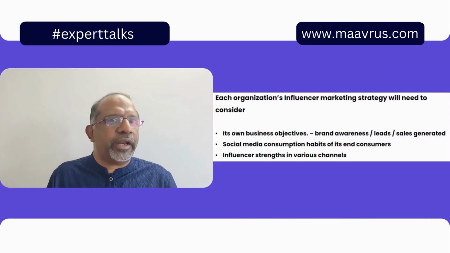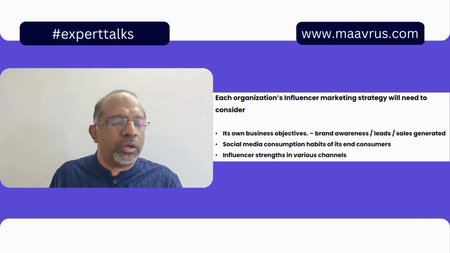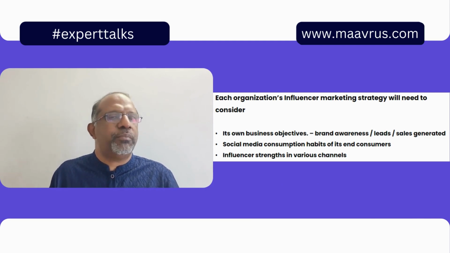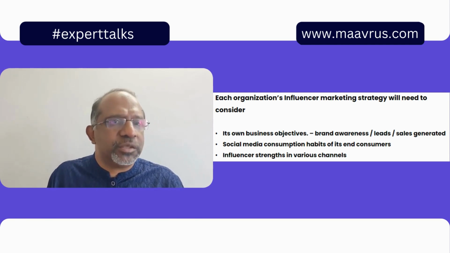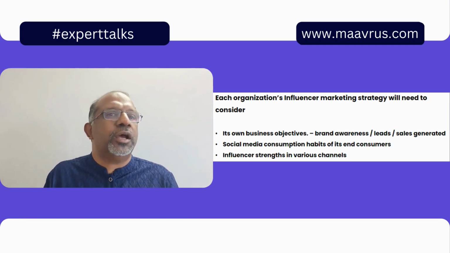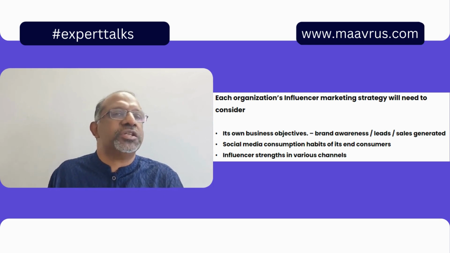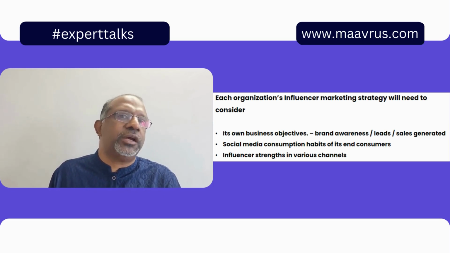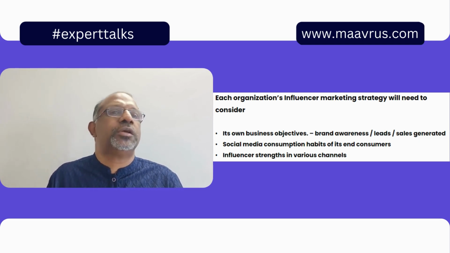So in summary, for a great influencer marketing strategy, firstly, the company has to be clear on its business objectives. Is it brand awareness creation? Is it lead generation or sales? Number two, it has to understand the social media consumption habits of its end consumers and which are the social media platforms where they have a higher share. And number three, they need to pick the influencers who have the greatest reach and resonance in those platforms.